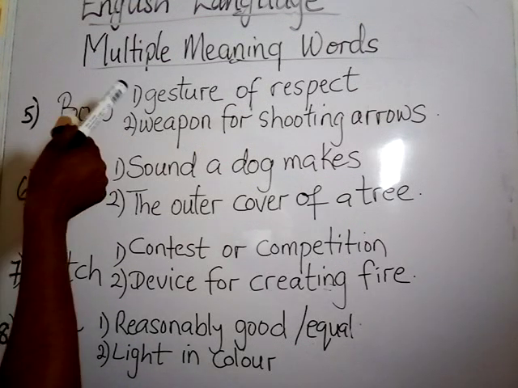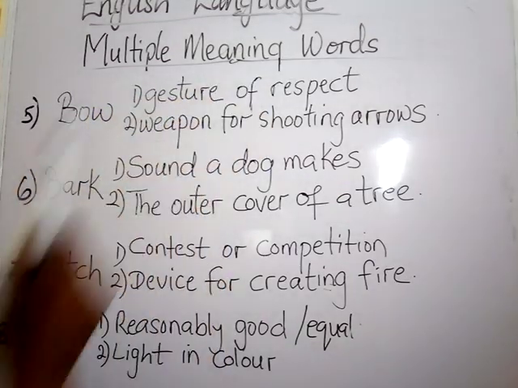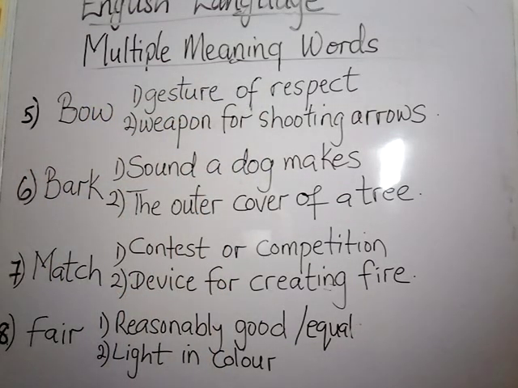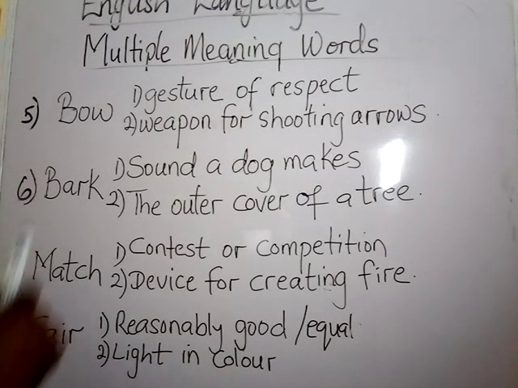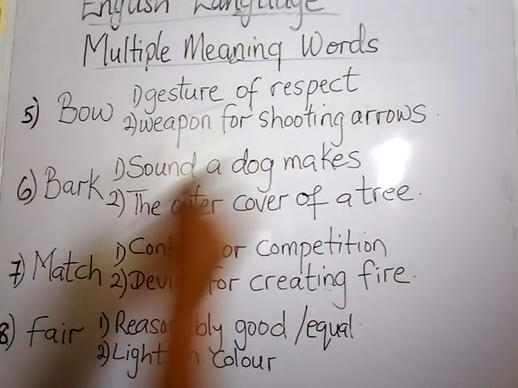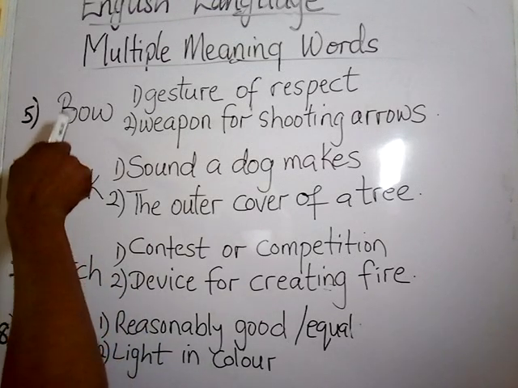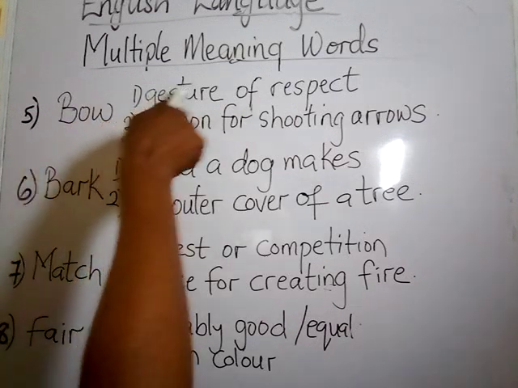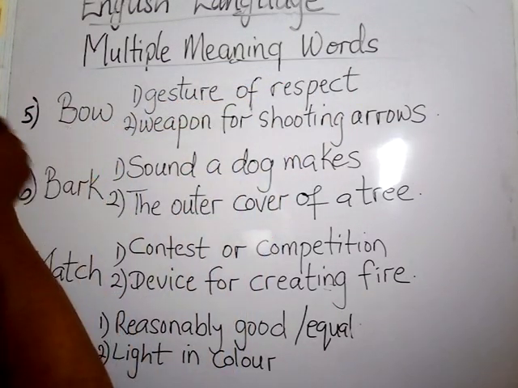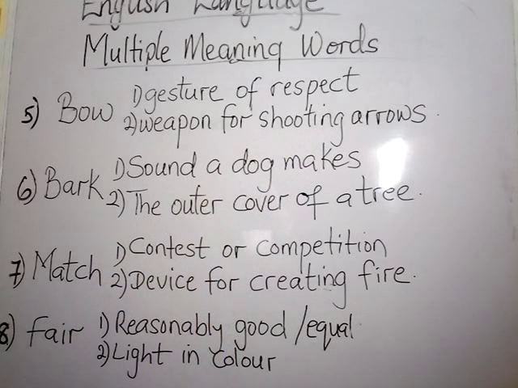So here, when it means a gesture of respect, that is an act of showing respect. You know, when you bow to greet somebody or something, it is pronounced bow, bow. But then as a weapon for shooting arrows, it is called bow, bow and arrow. So B-O-W here could be bow, gesture of respect, and it could be bow, weapon for shooting arrows.